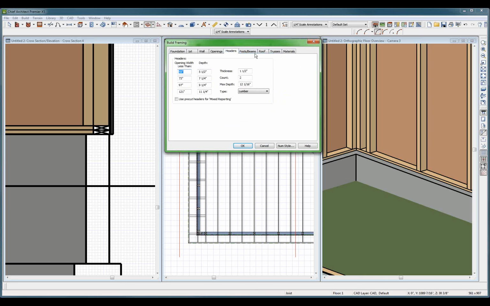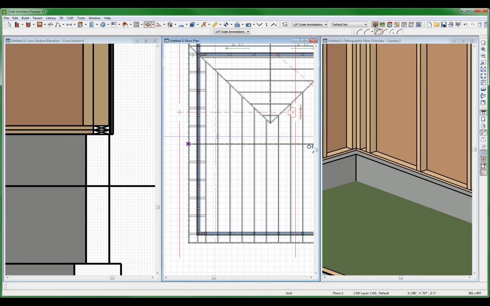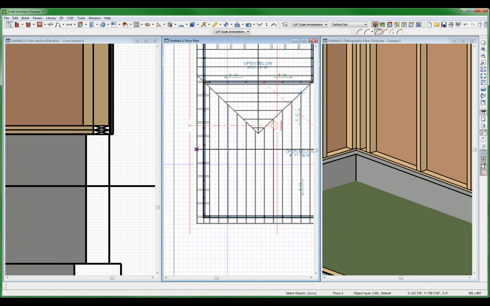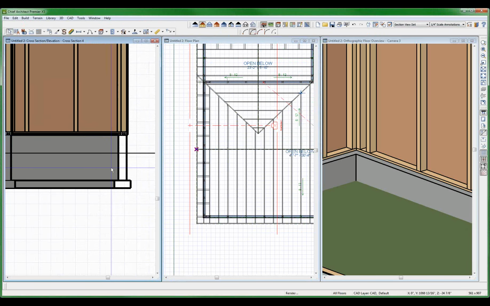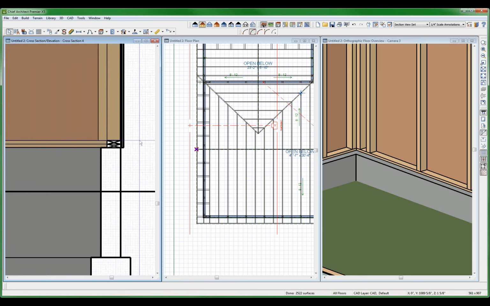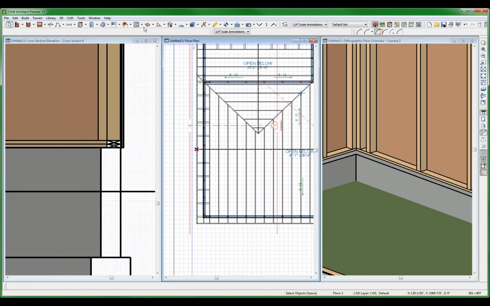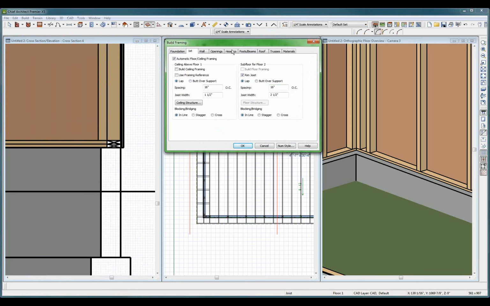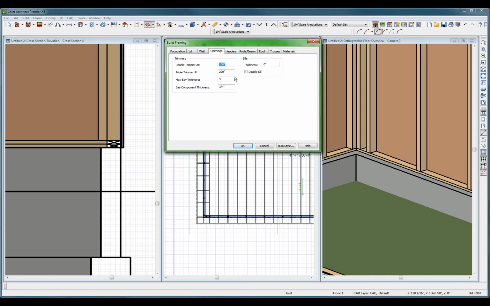Posted beams. Where is it? Headers. It's in openings. The sill is in openings. Make it 0. Now let's see what happens. F12. Nothing. I don't get it, man. I really don't get it. Openings, sills.